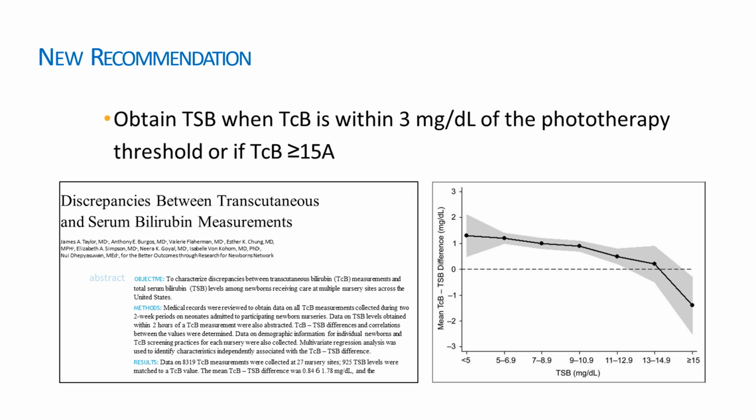Based on what? What's the evidence? Based on published studies, which found that the correlation between the transcutaneous bilirubin and the total serum bilirubin is within 3 milligram. The moment the transcutaneous bilirubin passes 15 or is higher than 15 milligram per deciliter, the difference between both becomes wider or less reliable.